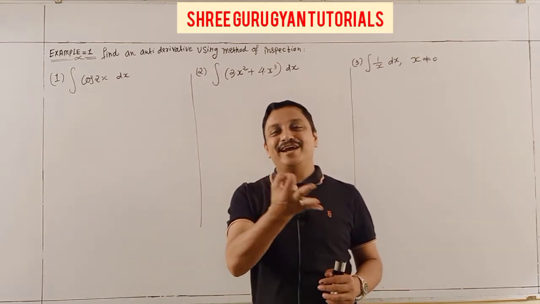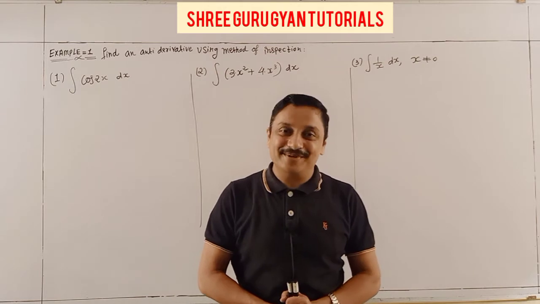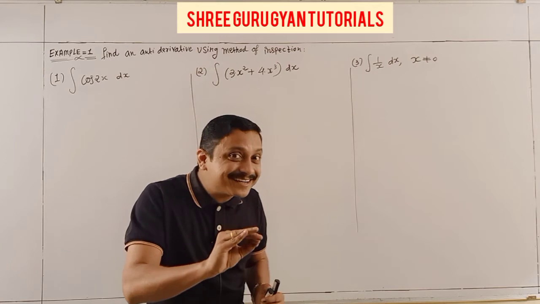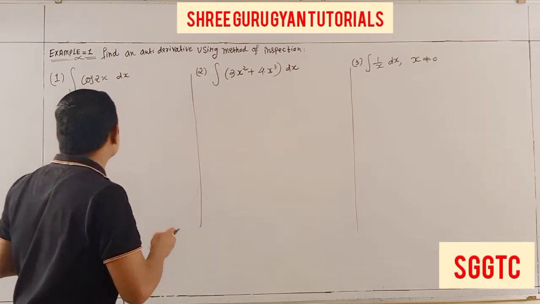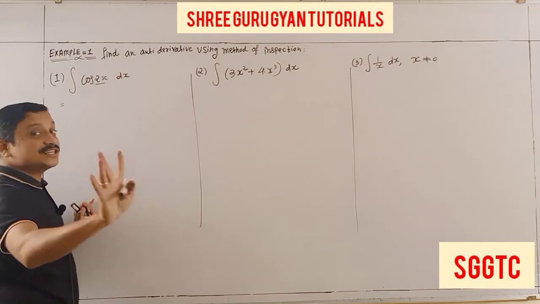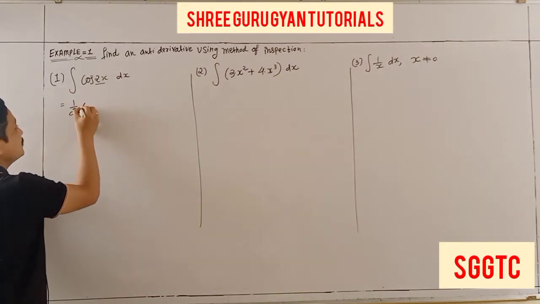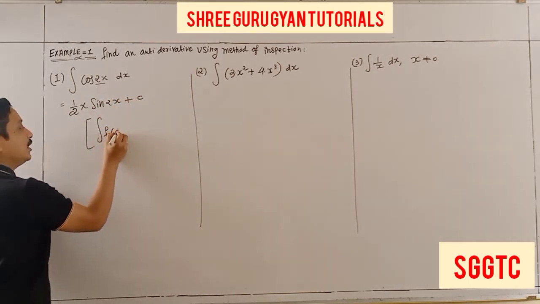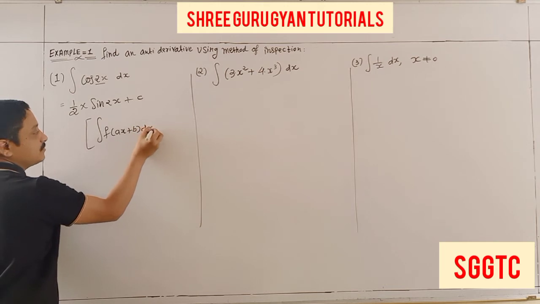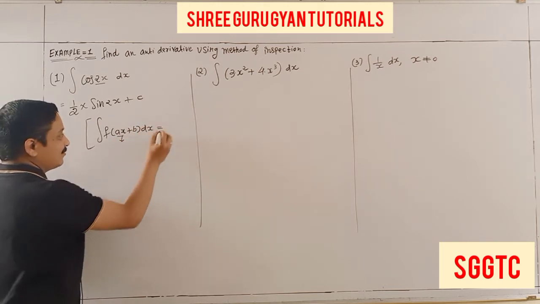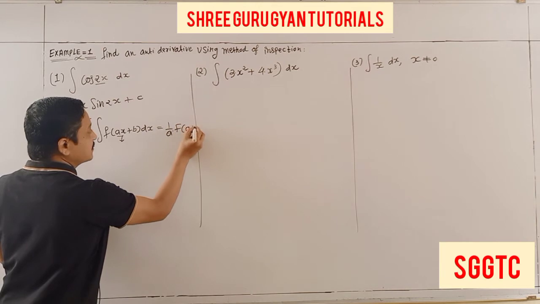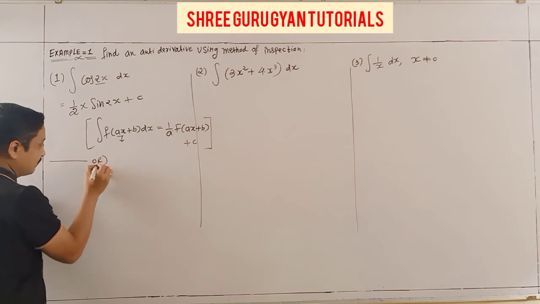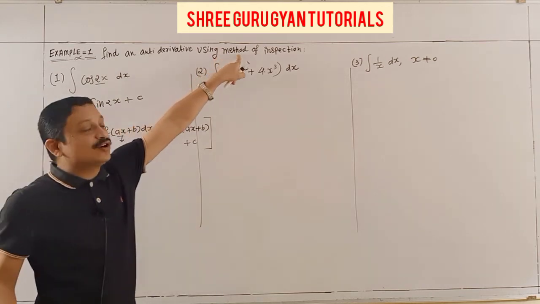Now students, after ending exercise 7.1, I start the examples. In example 1, find the antiderivative using the method of inspection. It means utilize the derivative method. But I explain both ways, shortcut and method-wise. The first one, cos: check the coefficient, it is 2. So my answer is 1 by 2 sin 2x plus c. This property I explained, already known to you: for f of ax plus b, the coefficient is 1 by a, so 1 by a times F of ax plus b plus c. That is our answer.